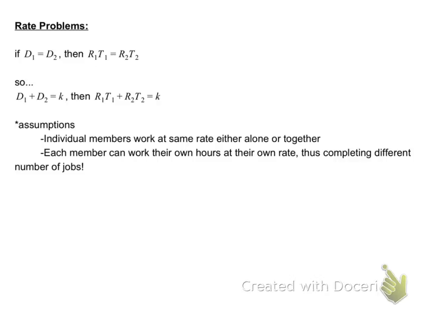Okay. So we also know that if distance 1 plus distance 2 equals k, some distance or something done, then r1 t1 plus r2 t2 should also equal that same k. Right? Now, here's the thing. I'm using distance equals rate times time, but distance is not the only thing that can be a rate and a time.